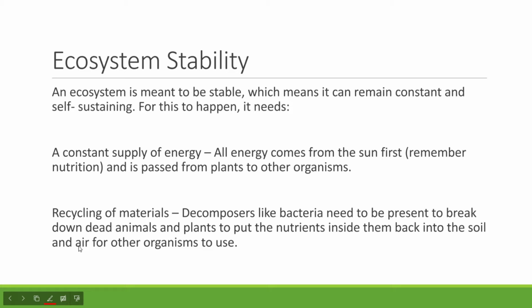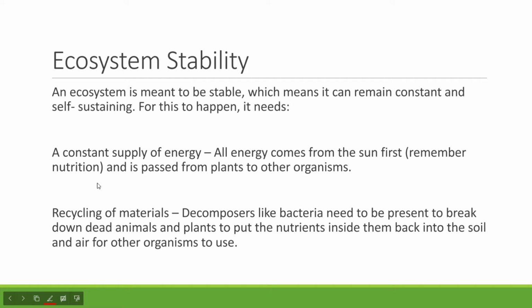When we talk about a stable ecosystem, we want an ecosystem that can be self-sufficient, that can feed on itself, that can kind of keep itself going without the need for outside influence. So when we look at a stable ecosystem, we want one that has a constant supply of energy. Like we talked about earlier in the year in our nutrition unit, all of the energy that you get comes from the sun, right? The sun fuels the growth of the plants. The plants fuel the growth of the herbivores, which fuel the growth of the carnivores and the omnivores, right? Because all of this energy gets based out of plants.